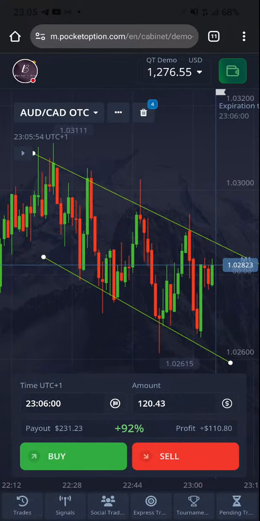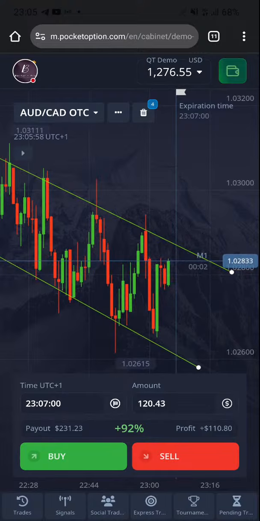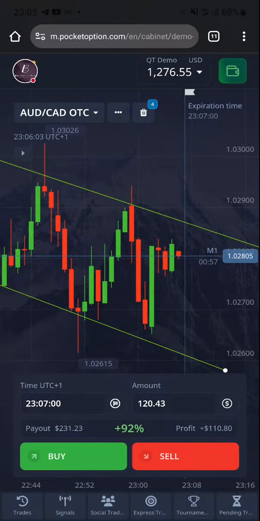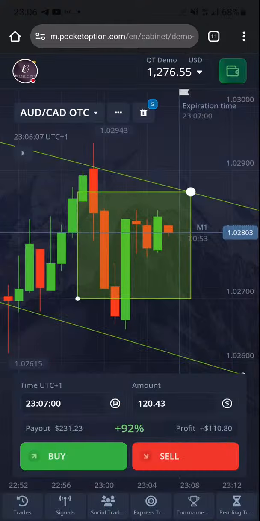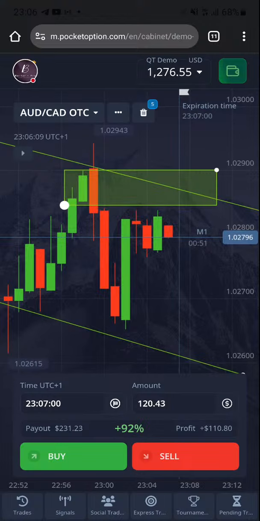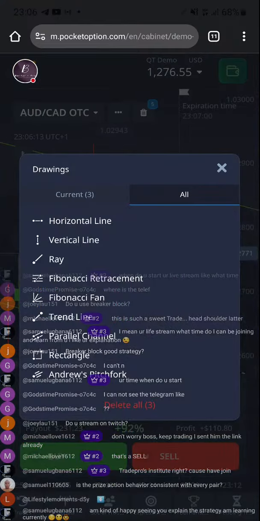So you can see now, this is another price channel to the downside. We have the buyers down here and we have the sellers up here. But I'm not just going to take any random trade. Let's mark this support and this supply area. We have an area of supply here, so we may have an opportunity.